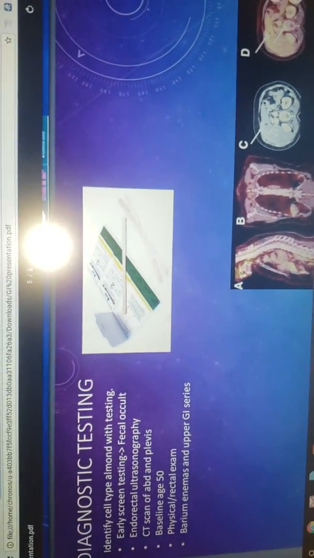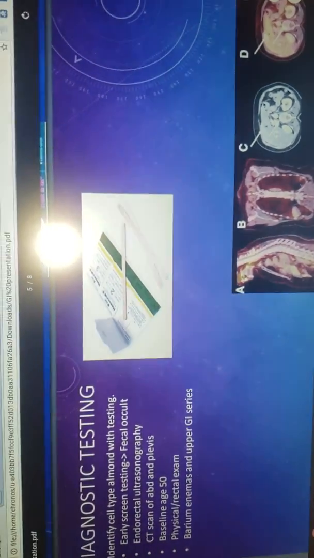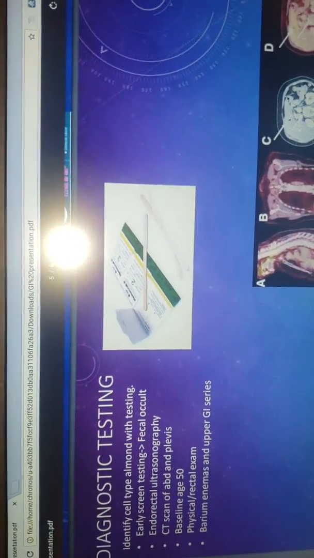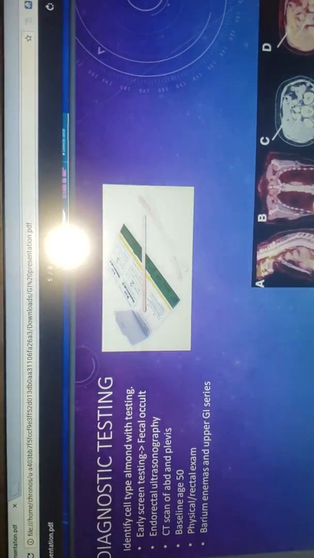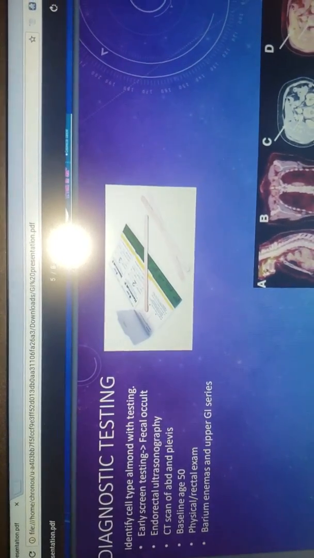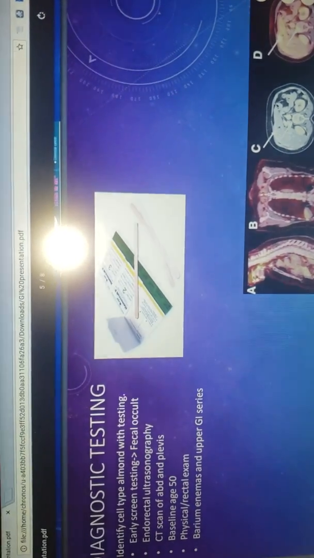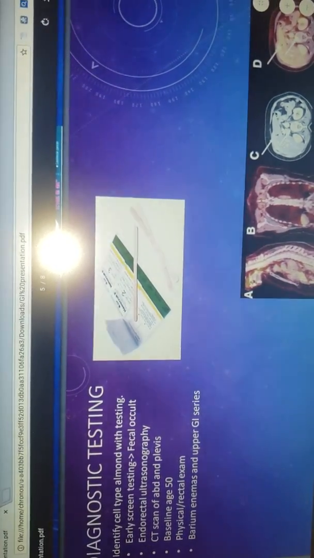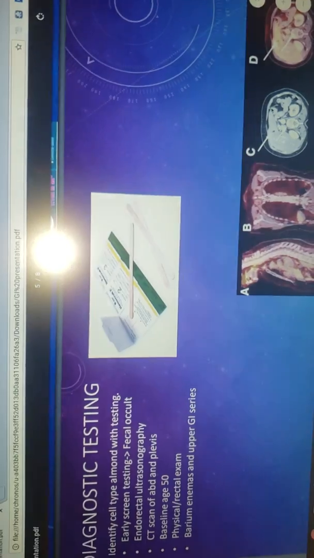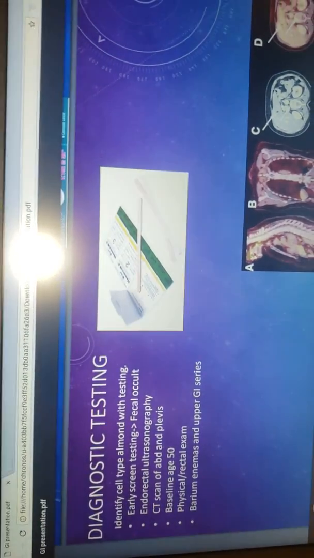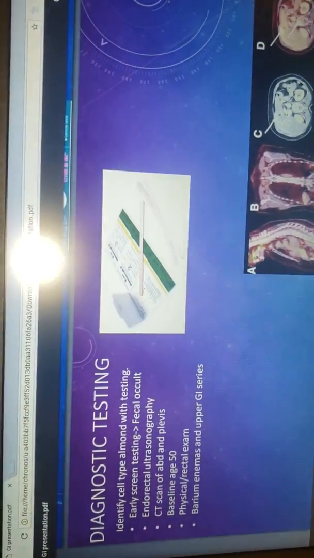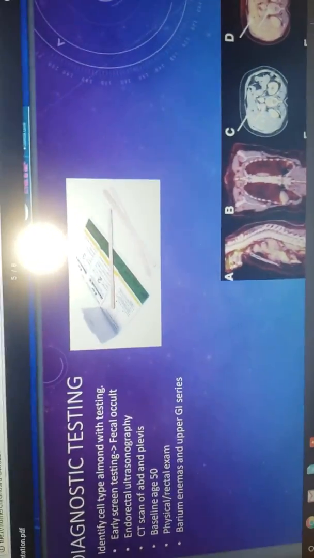You can have an upper GI series. You can have an abdominal series, a barium enema. You need to monitor hematocrit and hemoglobin and electrolyte levels because they can also be messed up with this type of cancer as well. I think that's all I have to say about that.